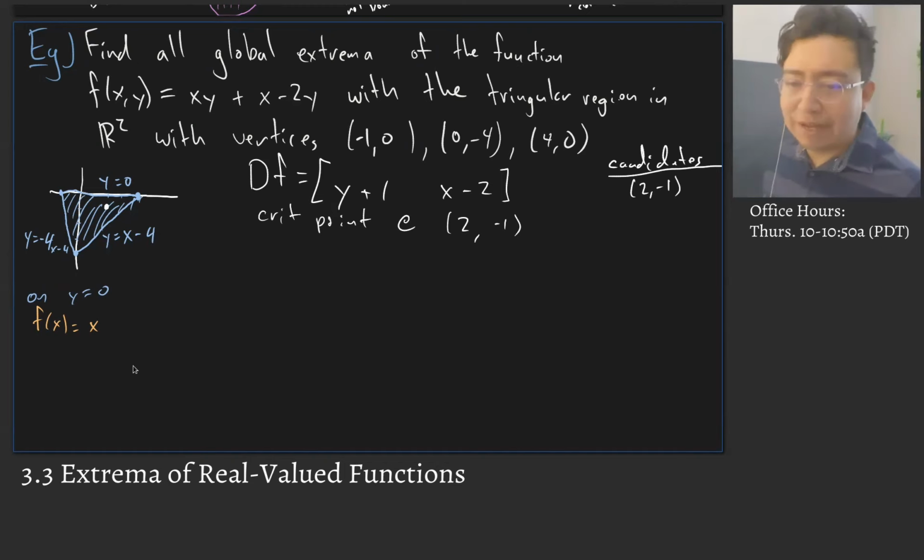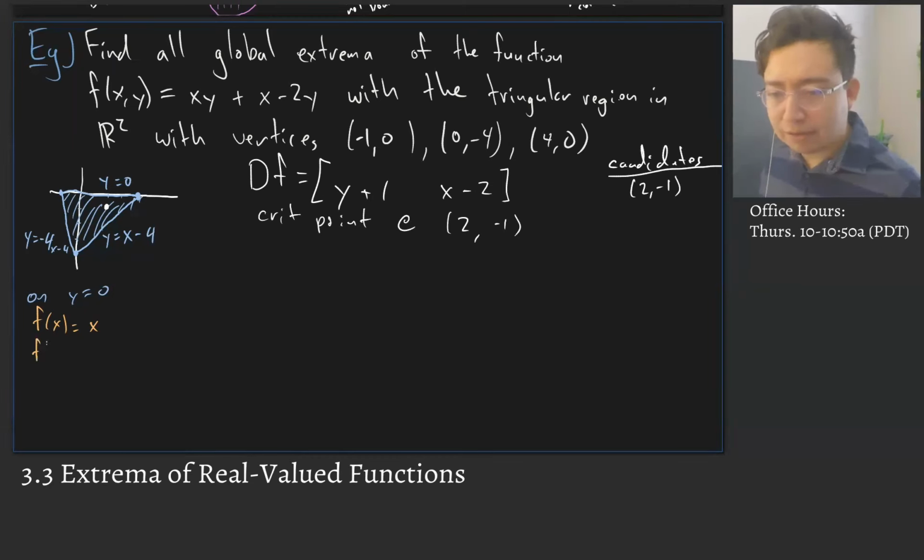So now that we have it this way, we just treat it like a single variable problem. We take its derivative, f prime of x is equal to 1. So there are no critical points here. No crit points, right?